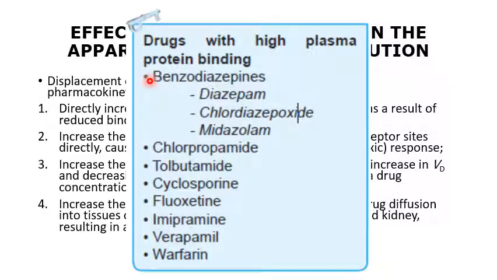These include benzodiazepines like diazepam, chlordiazepoxide, and midazolam. Also we have chlorpropamide, tolbutamide, cyclosporine, fluoxetine, imipramine, verapamil, and warfarin. All of these drugs have very high protein binding, so any displacement of these drugs from protein binding can significantly affect their pharmacodynamic effect or pharmacokinetic properties, like the volume of distribution or elimination of these drugs.